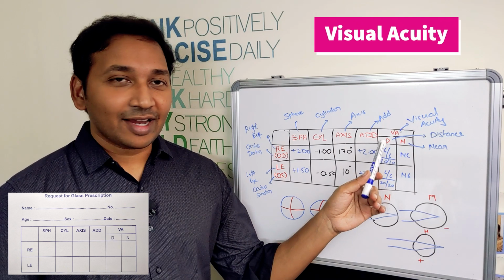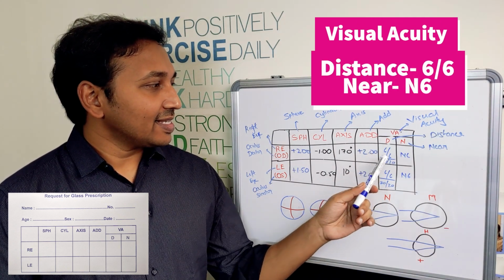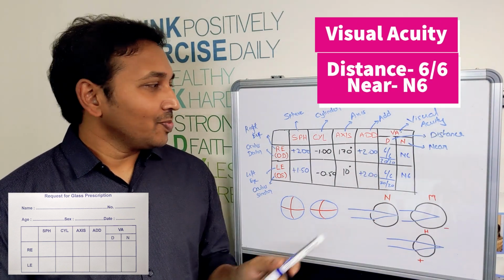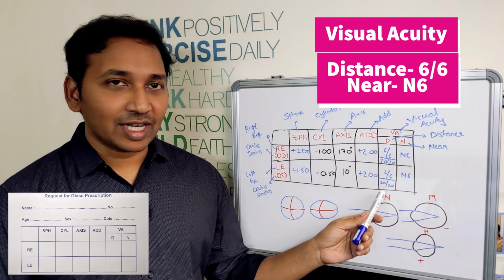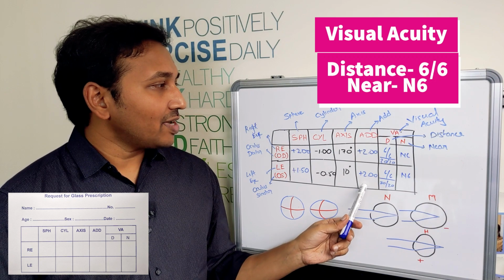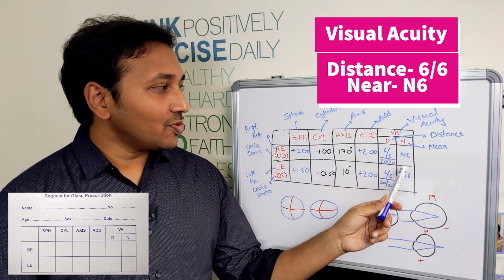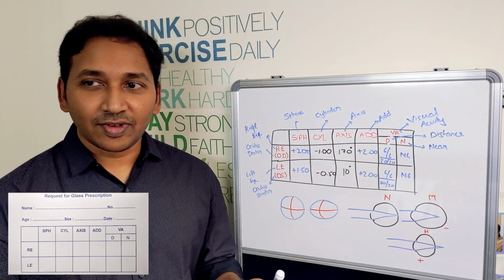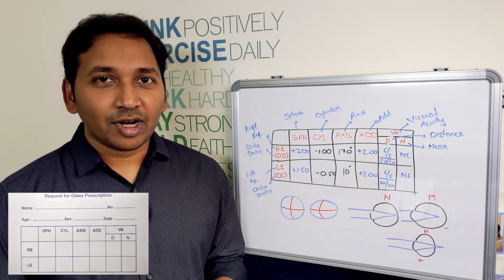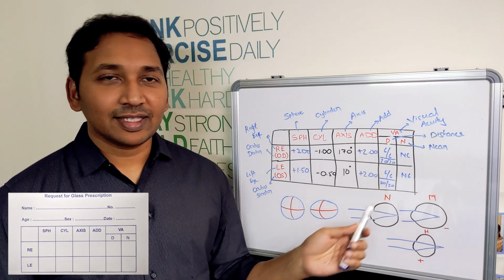Now coming to visual acuity, distance 6/6 or 20/20 means that with this amount of correction, your vision is improving to 6/6 or 20/20. And with this amount of additional correction, your near vision is improving to N6. These 6/6, N6, these are standard notations for measurement of visual acuity. If you want, I can make a separate video on what 6/6, N6 means.